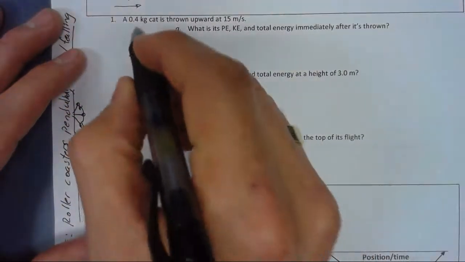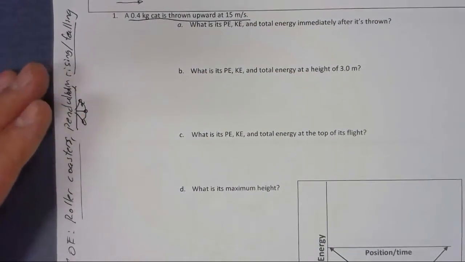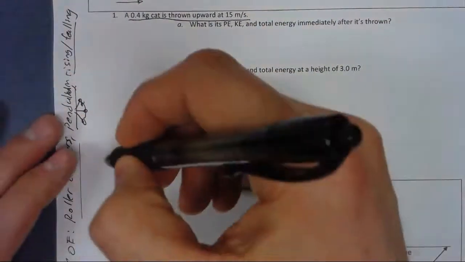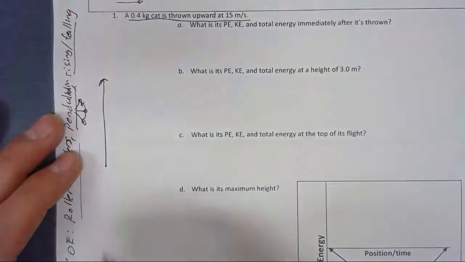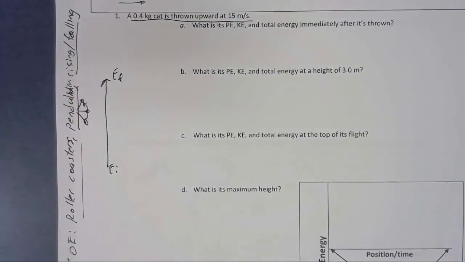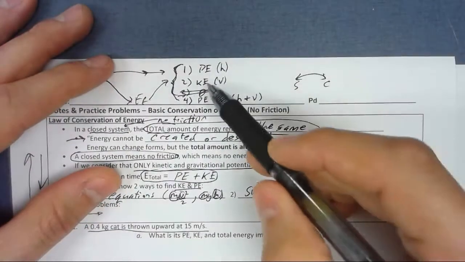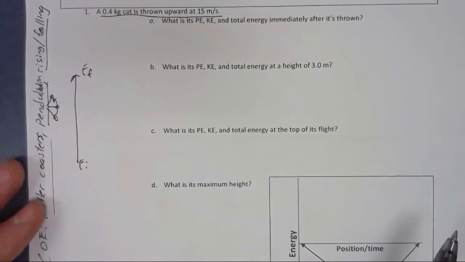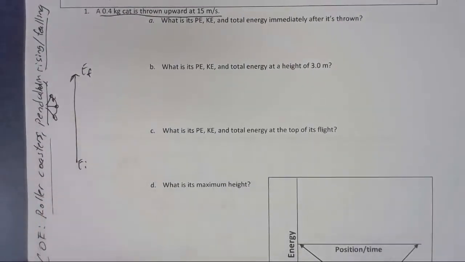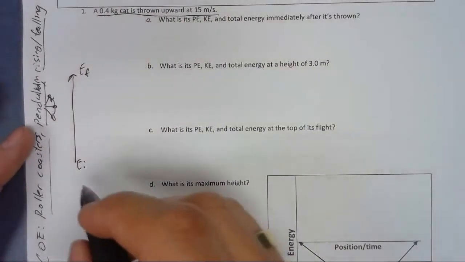So this says a 0.4 kilogram cat is thrown upward at 15 meters per second. We still need to draw a picture. Cat's thrown upward. Picture looks like that. EI at the bottom, EF at the top, initial and final. Remember, we're not using zero for any energies. It's either potential, kinetic, or both. Whenever you do EI and EF, you must then decide which type of energy it is.